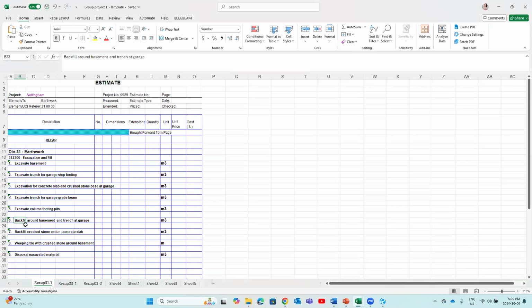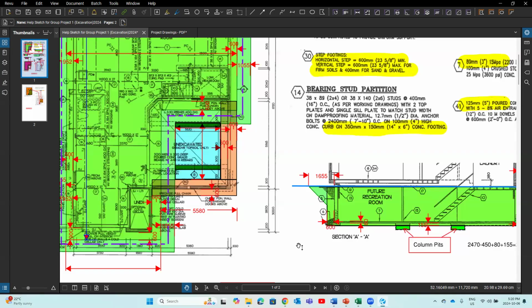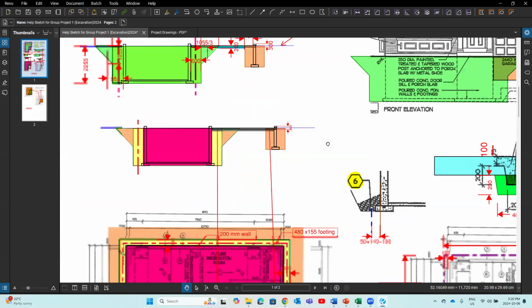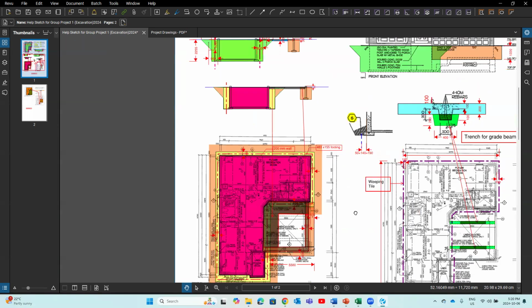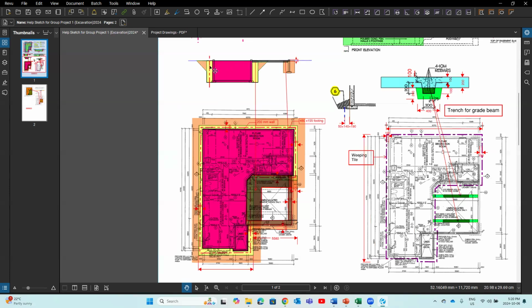Number 6, backfill around basement and the trench and garage. So you backfill excavated material to the basement and the trench. When we calculate the backfill, the way we think about it should be like this. After we excavate a big basement, a big hole underground, we are going to build this basement and the foundation wall for the garage. After we build that, we are going to backfill. For basement, it's only backfill outside. For this wall, it is backfill on 2 sides.